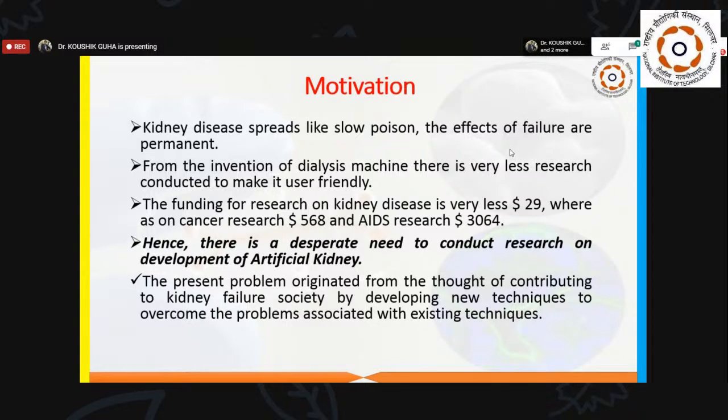Some universities are conducting research on how to develop an artificial kidney that can be very, very small, miniature in size. It can be implanted inside the body and then it will mimic the whole body function. But the present problem originated from the thought of contributing to kidney failure society by developing new techniques to overcome the problems associated with existing techniques.